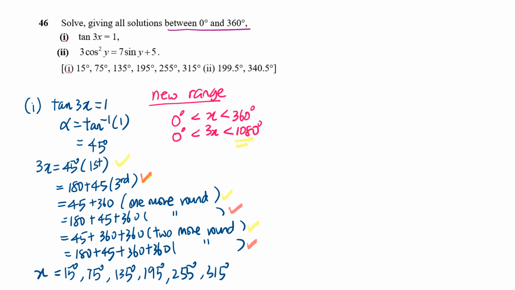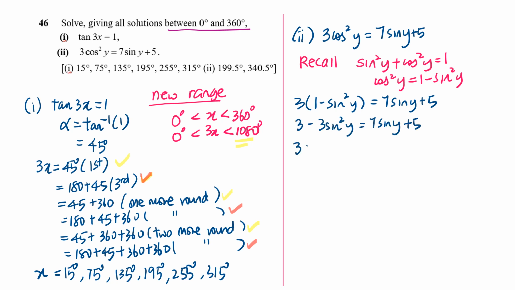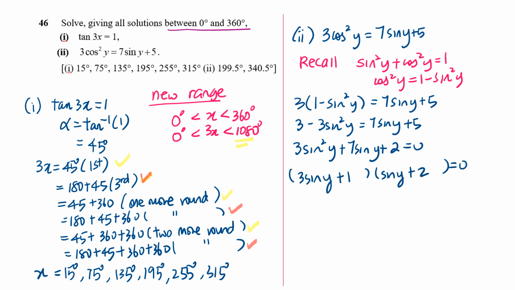Okay, and then how about part 2? Part 2, that's very familiar, right? But now you should know already. What formula do we use? Yes, we use the trigo identity. We're going to replace cosine squared y with 1 minus sine squared y. Then you end up having a quadratic equation involving sine y. And what do we do? Factorize it, then apply the zero product rule. So sine y equals to negative 1/3.